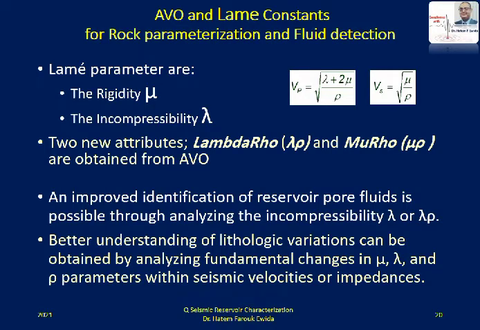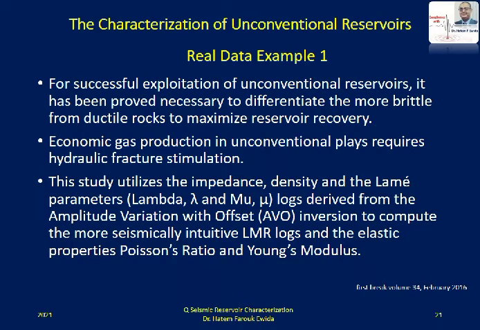So let's see a real data example. You can find this paper in First Break, volume 34, and so on. The authors of this published paper try to characterize an unconventional reservoir. Unconventional reservoir means that you think differently about the reservoir type itself. So let's see what happened.